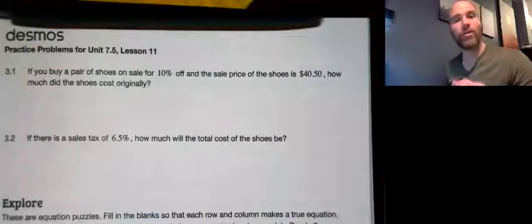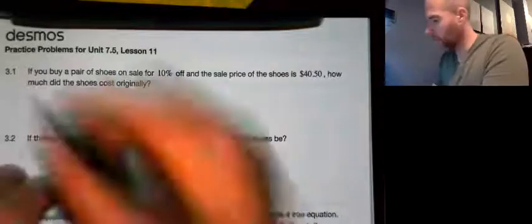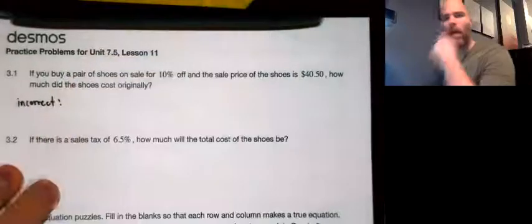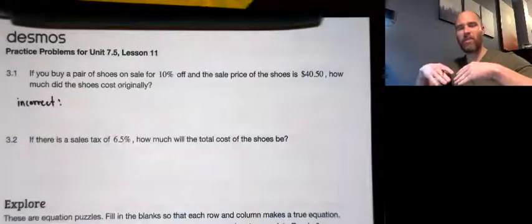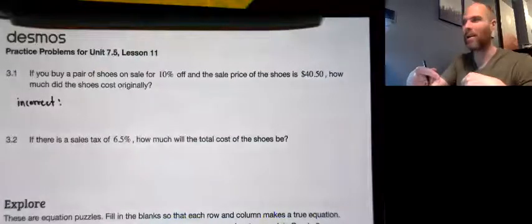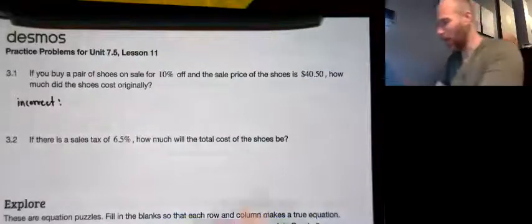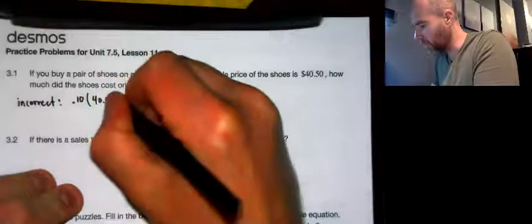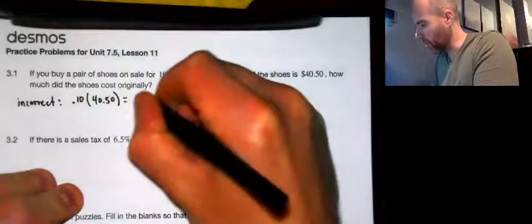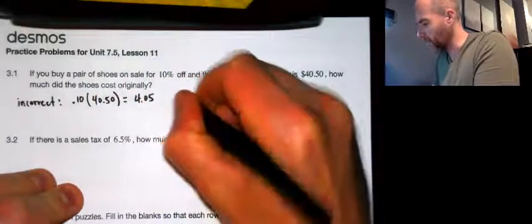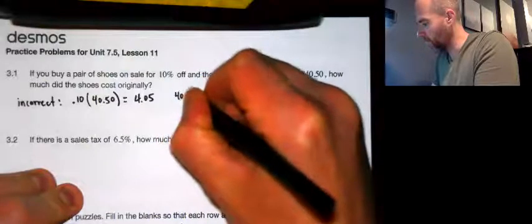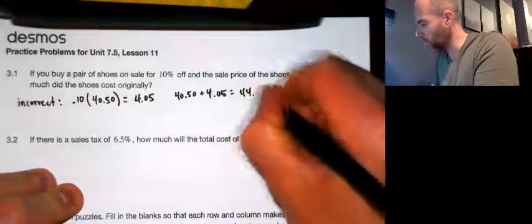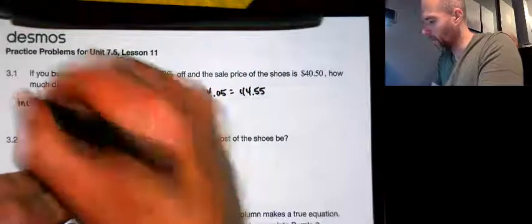Let me show you how to do this question incorrectly first. It would be incorrect if you thought, oh, okay, well, 10% off the price got me $40.50. Let me just figure out what 10% of $40.50 is, and I'll add it back on, right? If you were to just go, okay, well, 0.10 times $40.50, that would be $4.05. And so then I'm just going to do 40.50 plus $4.05 equals $44.55. That would be incorrect.